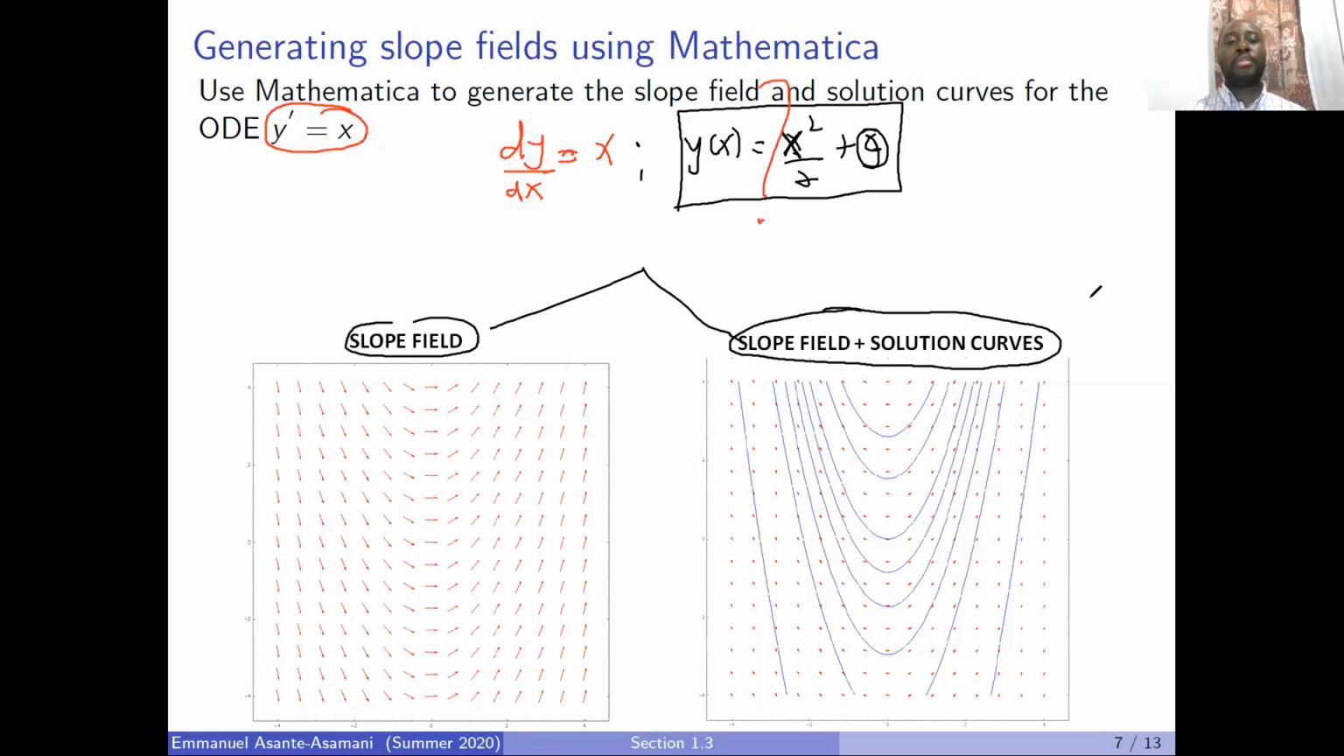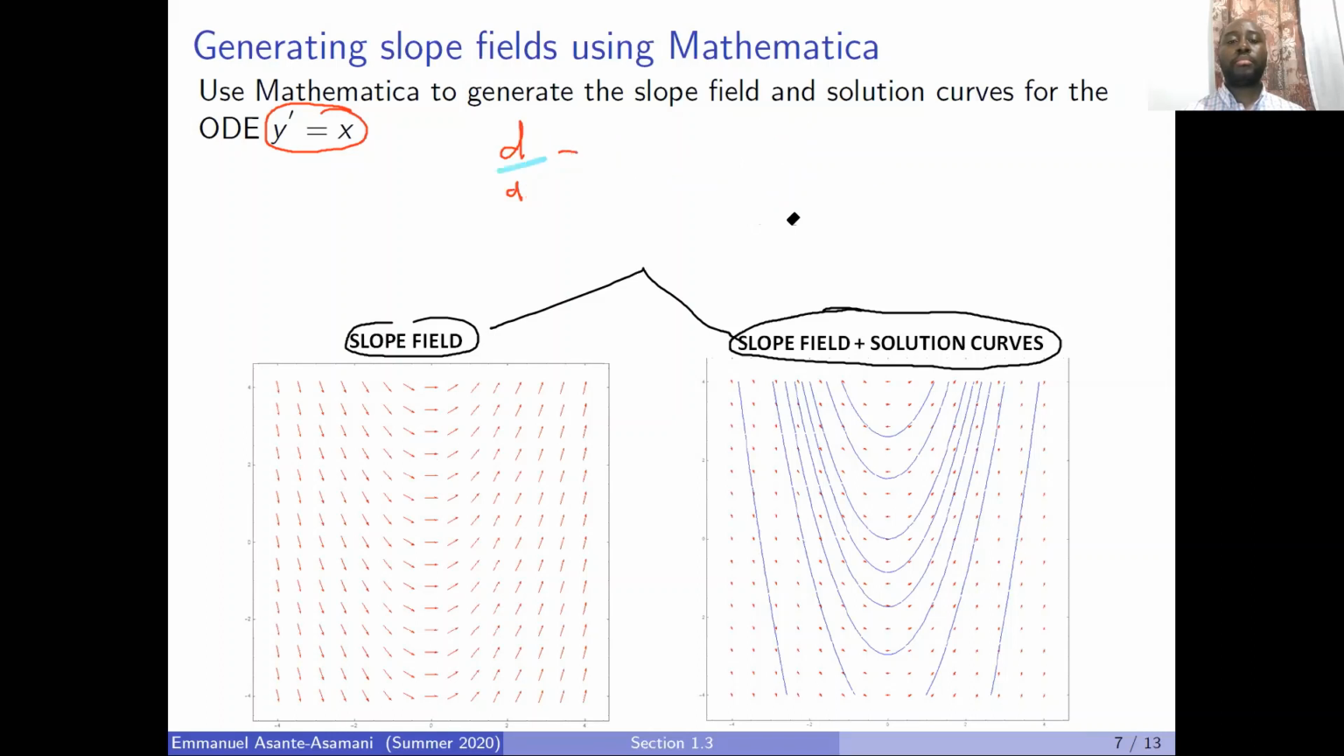Okay. All right. So now let's go into answering the question: how do we actually generate, first of all, these vectors that have slopes equal to the tangent line along the curve at every point? And then how do we trace out these solution curves in the slope field? Okay, so the slope field is actually very easy to generate.